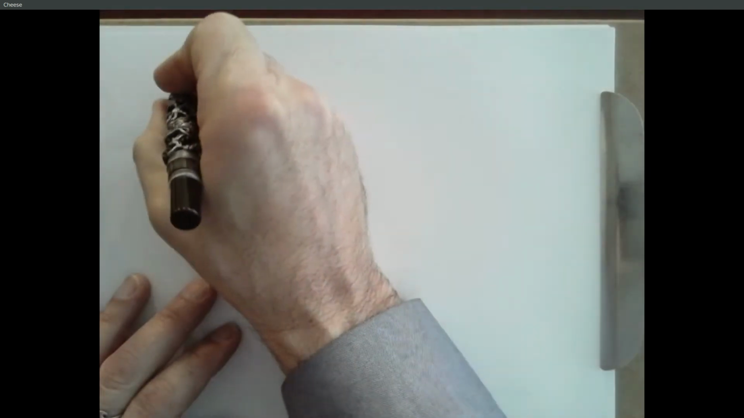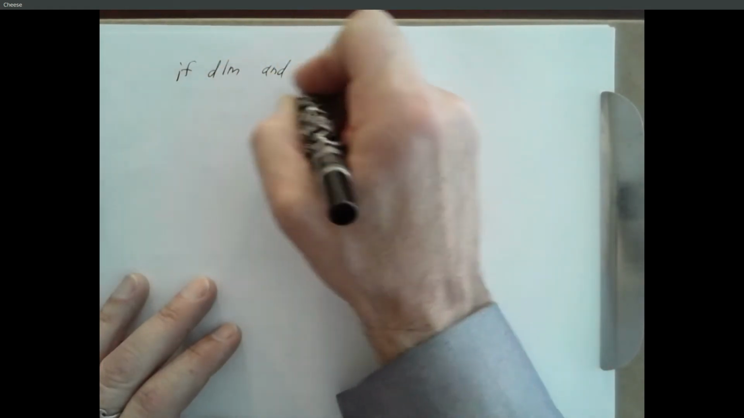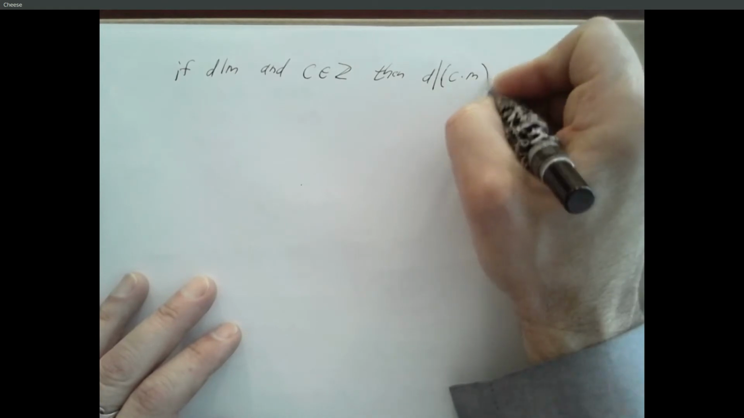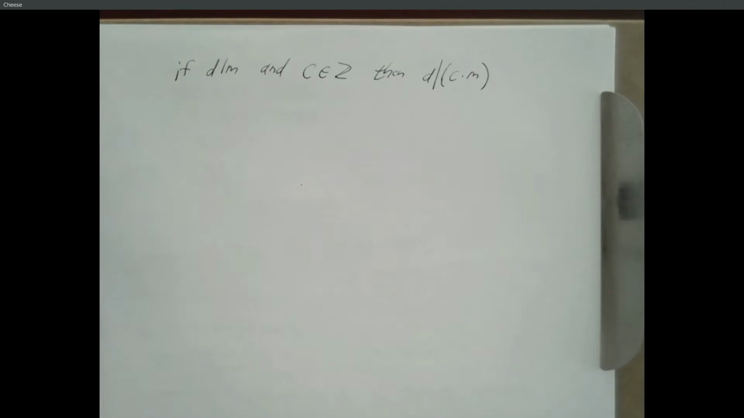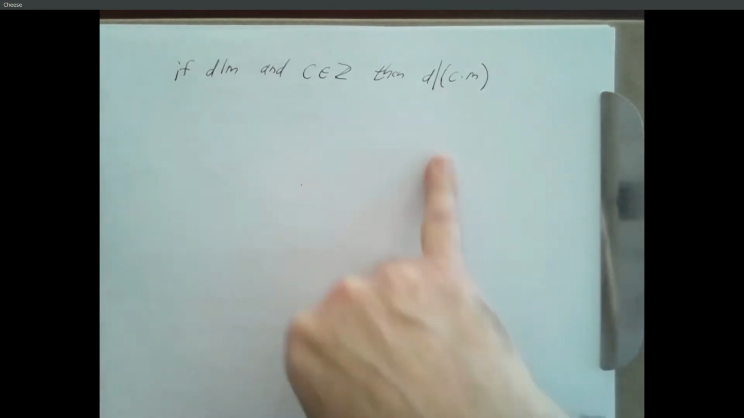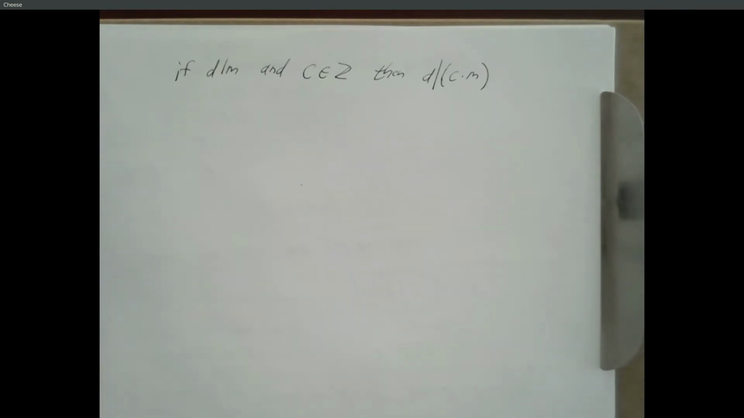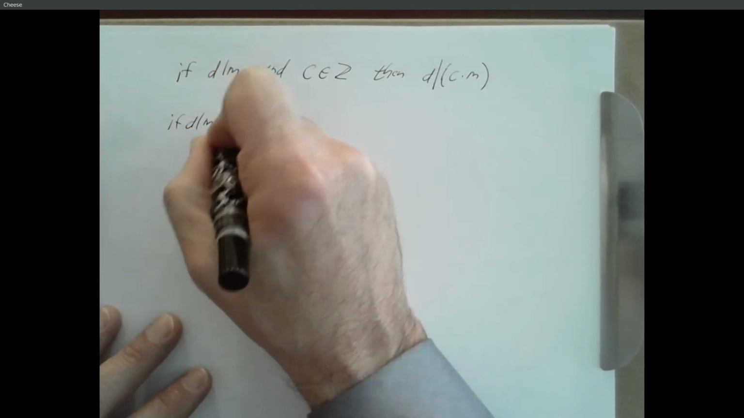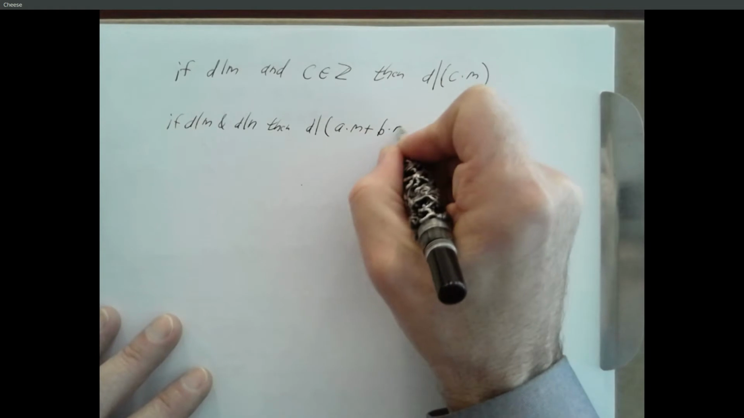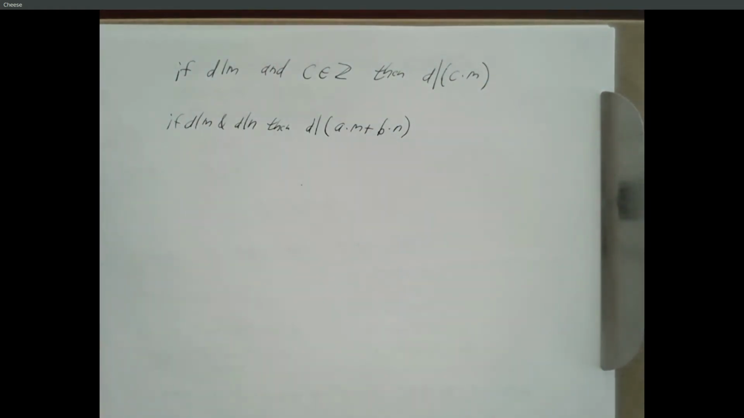And there are other things we can show also. If d divides m, and c is an integer, then d divides c times m. And that's not startling either, right? If m is divisible by d, then 2 times m is also divisible by d. 507 times m is divisible by d, right? So multiples are divisible. And you can put those together. If d divides m and d divides n, then d divides any number times m plus any other number times n. So linear combinations, if you're in 215, of m and n are still divisible by d.